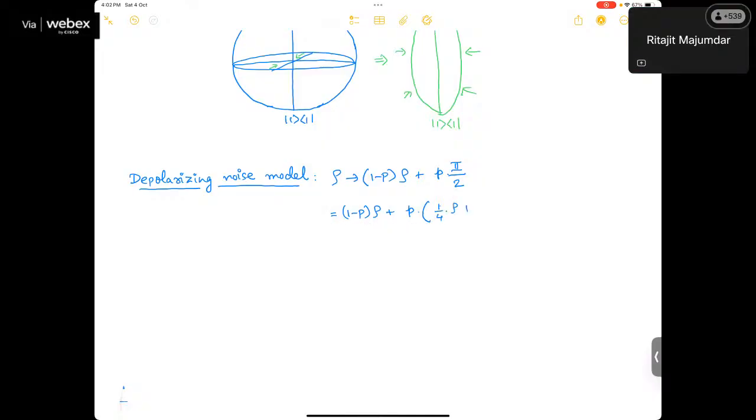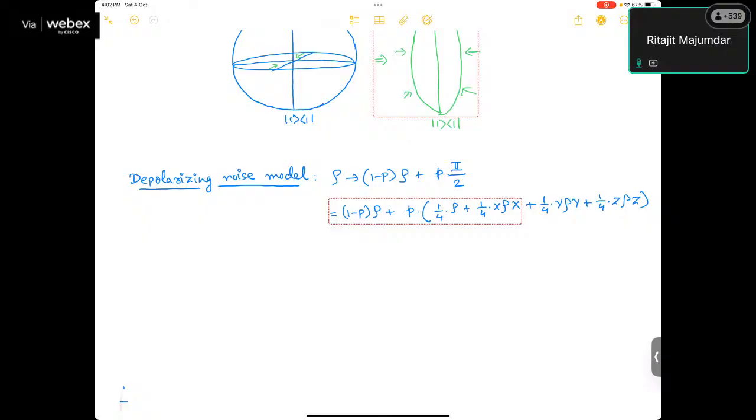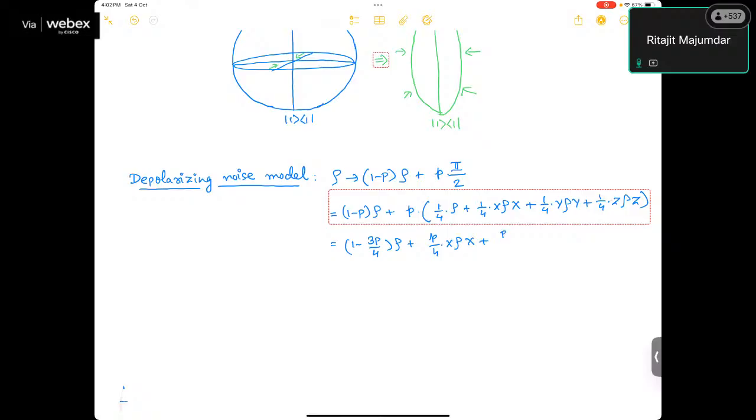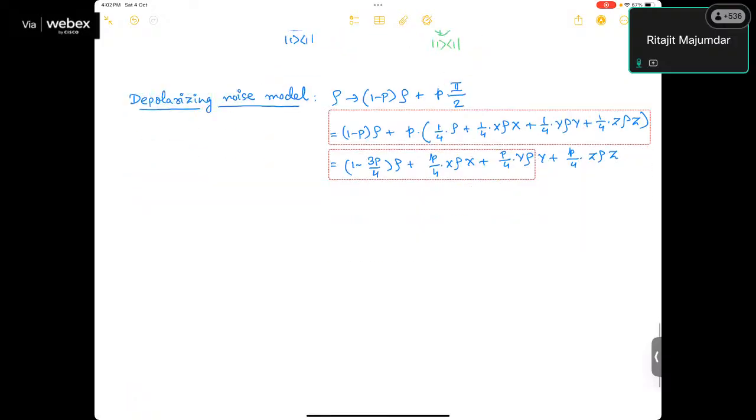1/4 rho plus 1/4 X rho X plus 1/4 Y rho Y plus 1/4 Z rho Z. So you can break it down as an equal combination of the Pauli matrices, and it just becomes (1 minus 3p/4) rho plus p/4 X rho X plus p/4 Y rho Y plus p/4 Z rho Z.